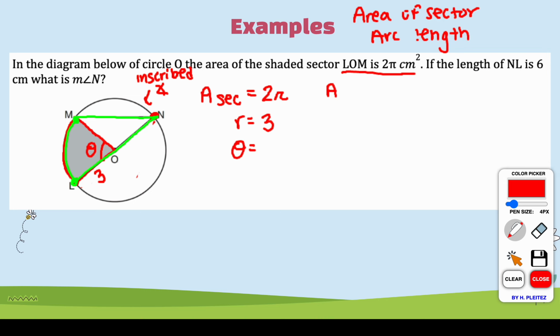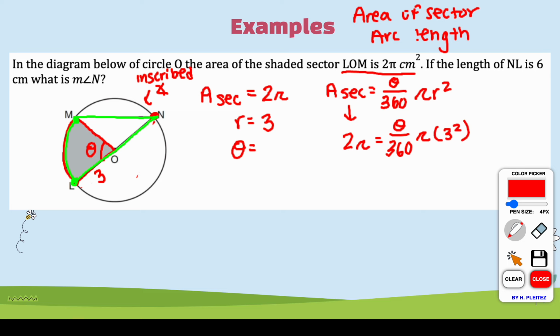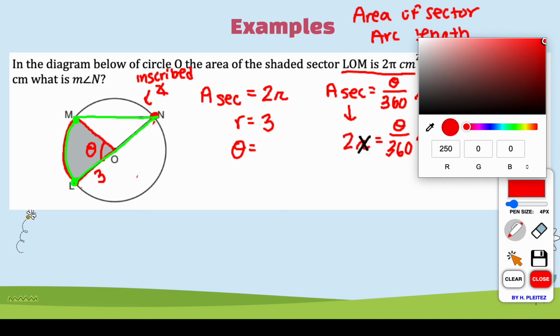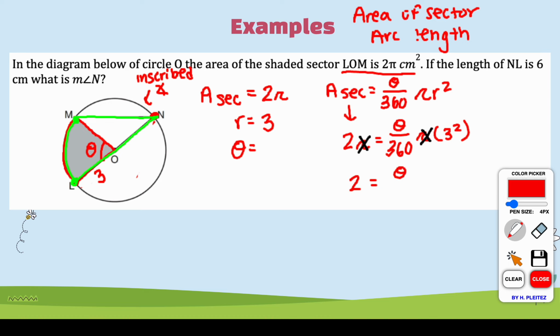So let's write in our formula. We have area of a sector equals theta over 360. Remember, it's a fraction of the area of our circle, right? So we already have our area of a sector, that's 2 pi, equals theta, which is going to stay as a variable. We have theta over 360 times pi, and then our radius squared. Right away, I see that we have pi on both sides of the equation, so I'm going to cross it out to make our lives a little bit easier so that we have less to work with. So we rewrite, we get 2 equals theta over 360 times 9.